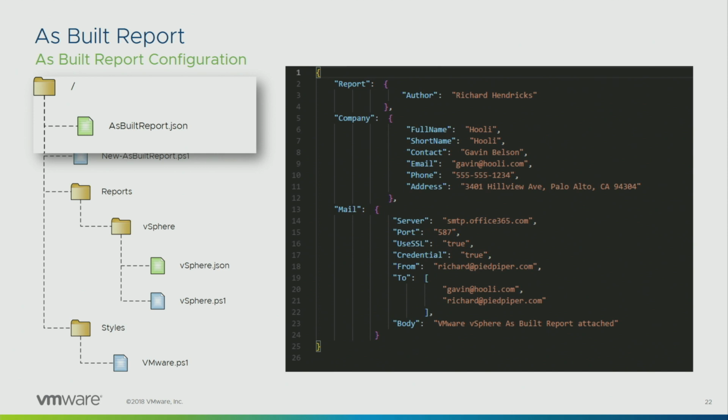So this is the JSON file for the base script. So we simply specify the author, the company details. So being system integrators, we deliver reports for customers, so we want to punch in the customer information there. And then there's the SMTP details.